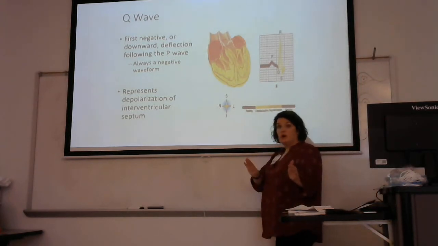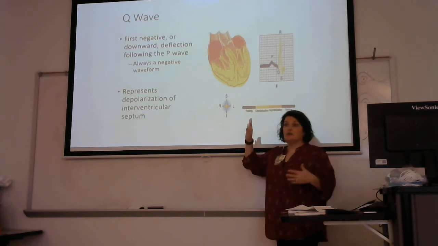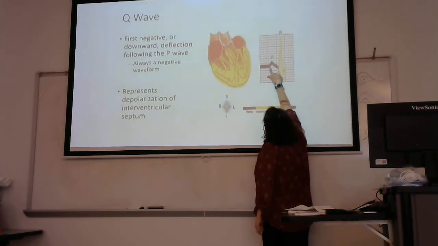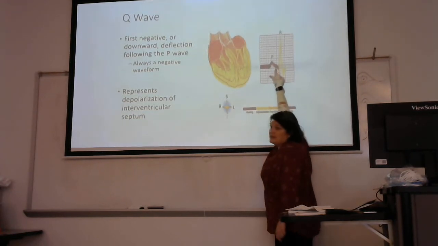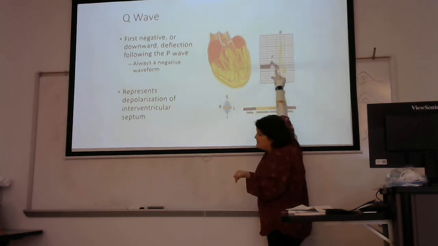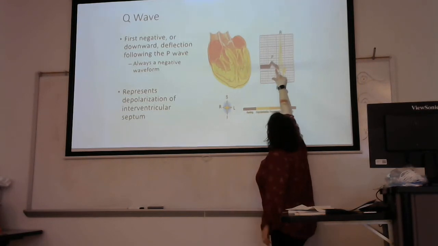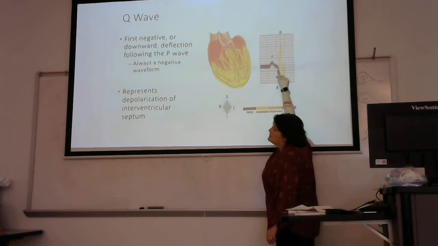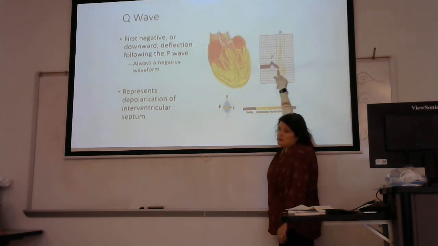So let's work on baseline and build it all together. Here's baseline. Does everybody go with baseline? Okay. You see where it starts to come up? This right here is your P. And then you follow when it comes back to baseline. You see where it comes back to baseline right here? Okay. So your Q is your first negative or downward deflection following the P wave. So you see here's baseline, you see where it starts to come down? This is your Q.